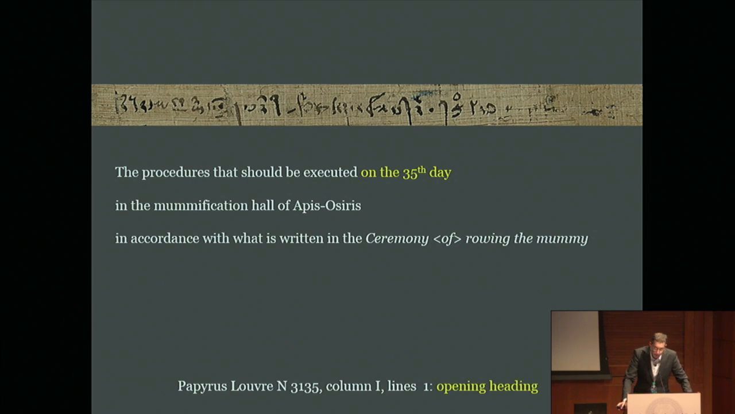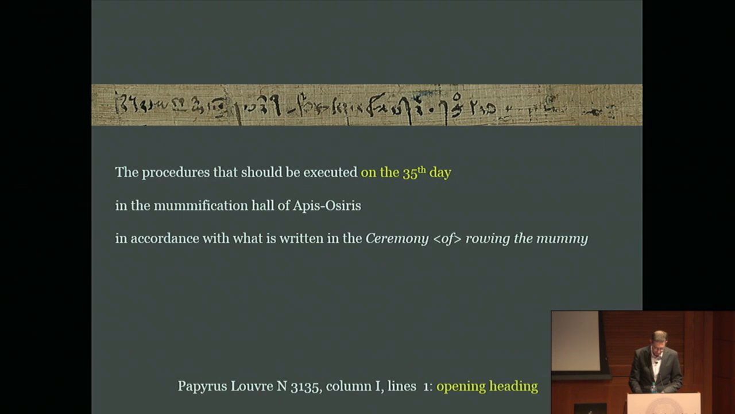Well, there are here 4 salient features. First, the opening heading clearly states that the manuscript preserves the script for a ritual, which it calls here procedures. This ritual is obviously funerary in nature, as it is to be performed in a mummification hall. Moreover, it is specified that the ritual is to be carried out on the 35th day. The heading does not explicate what the significance of the 35th day is.